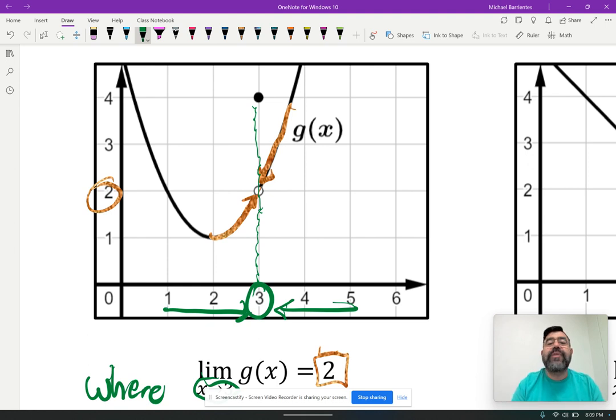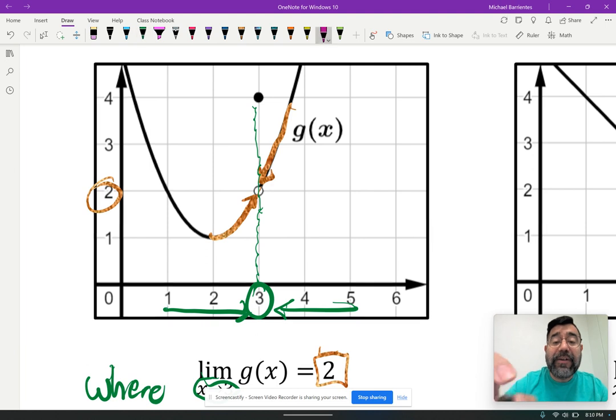So the limit is where the intended destination, the intended y value was 2. That's what we call the limit. Whether or not there's a point there, that's another question. That's another story. And so that's the difference between a point or a function value. The function value is defined exactly at a specific x point. So at x equals 3, there is a y value.